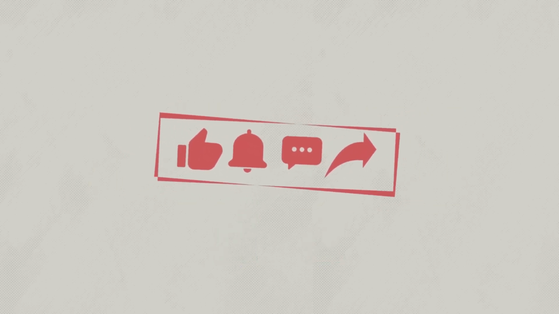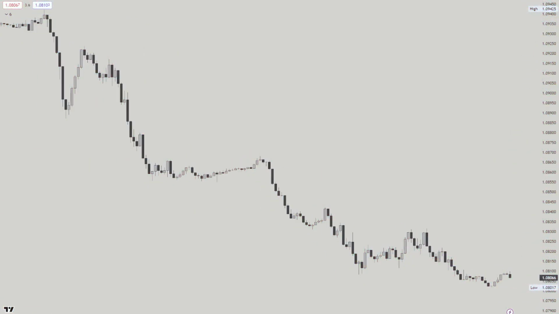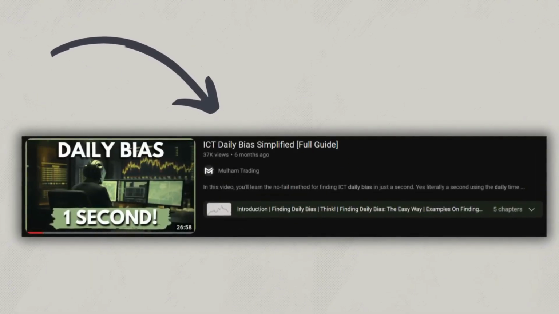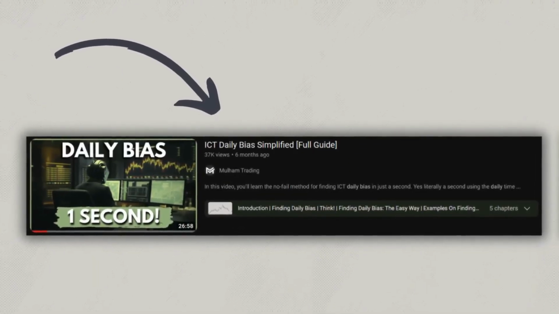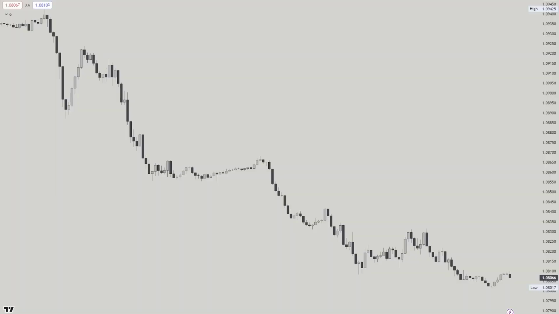Let's get into it. Now, before getting into the video, I want to make sure that you guys know that I've talked about this concept a few months ago, and it was used to find your daily bias and your trend of the market. However, today we're going to take it to the next level and go deep into what the candle continuity pattern is.